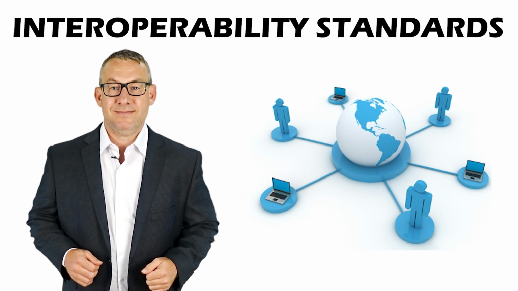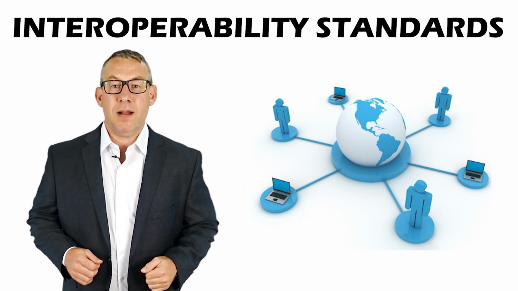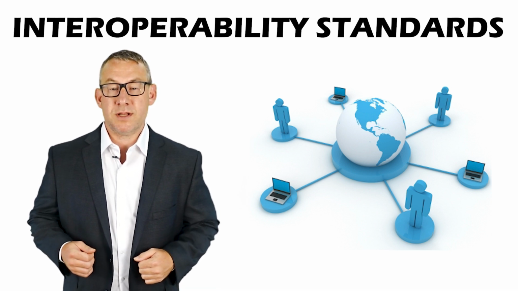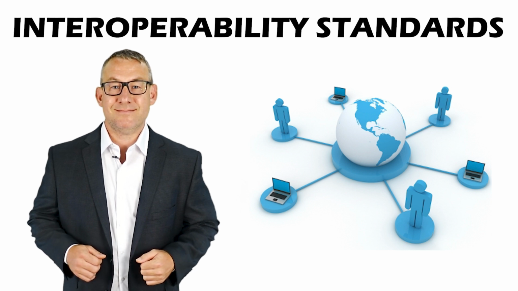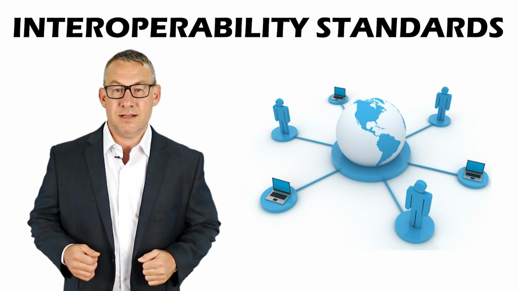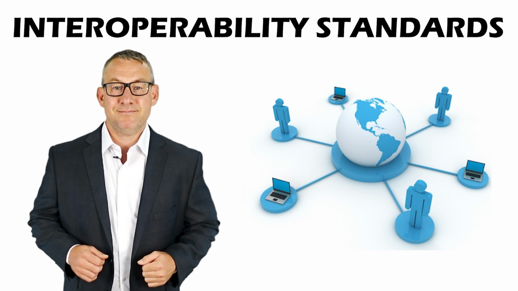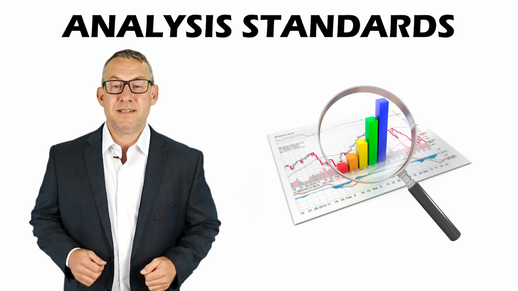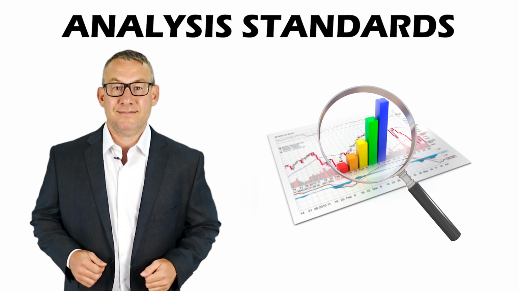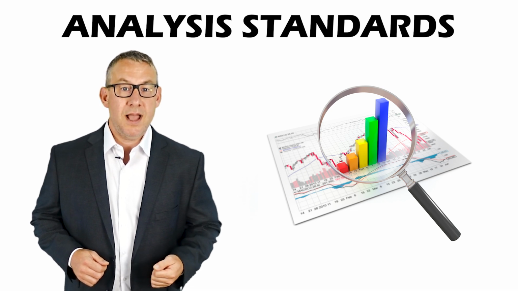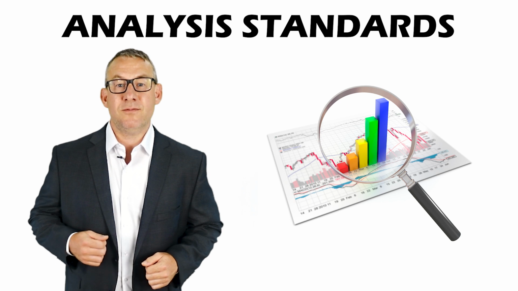Interoperability Standards. Interoperability standards are how spatial data are served between networks of hardware and software systems. Interoperability standards facilitate sharing and access to GIS data. Analysis standards. Analysis standards ensure that the correct analysis are used and that the analysis produces the best information possible.